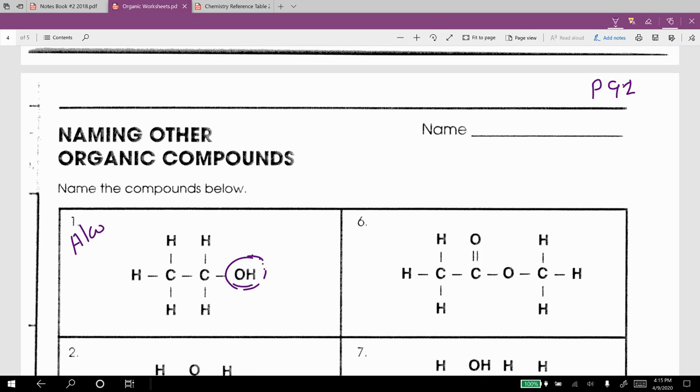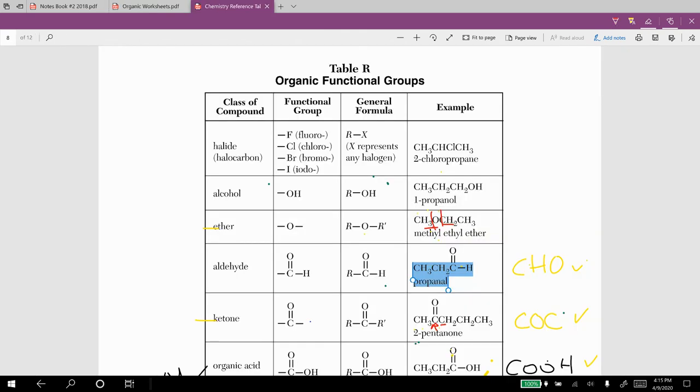And so I know that this is an alcohol. I'm going to name this just like the alcohol on table R. So my alcohol on table R says that this is 1-propanol. Prop means 3 carbons according to table P, right? So I've got 3 carbons, 1, 2, 3. OL indicates that it's an alcohol, and the number 1 indicates where the OH is located. It's located at the end of the molecule.